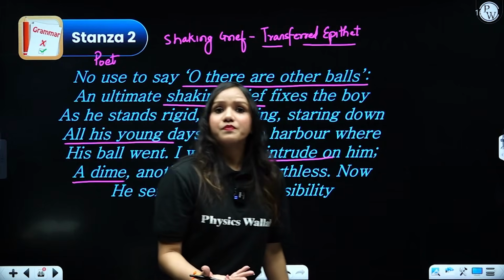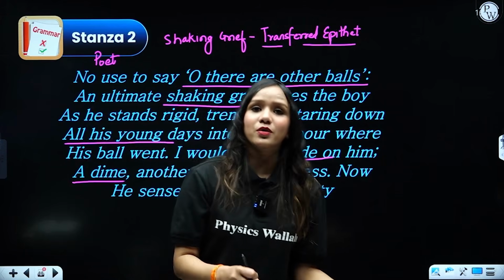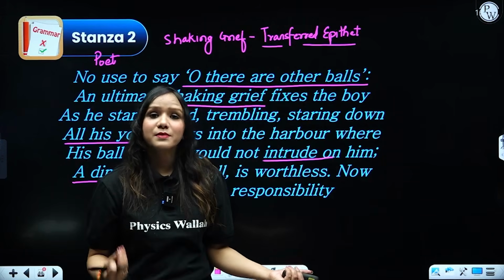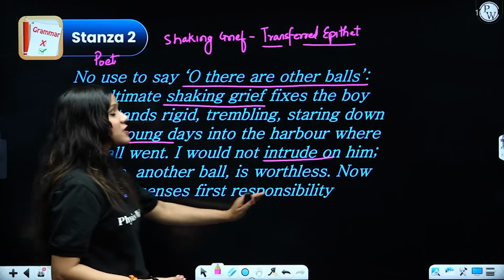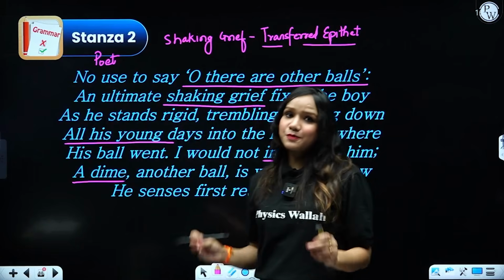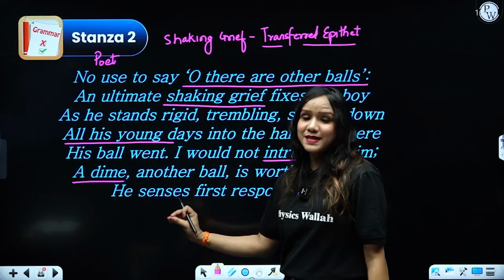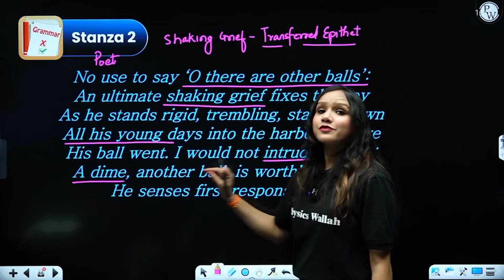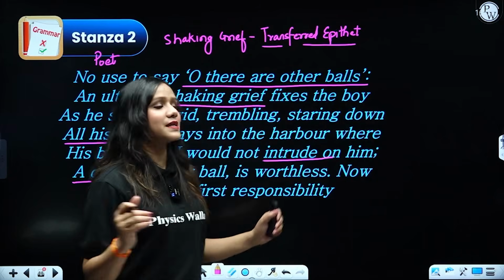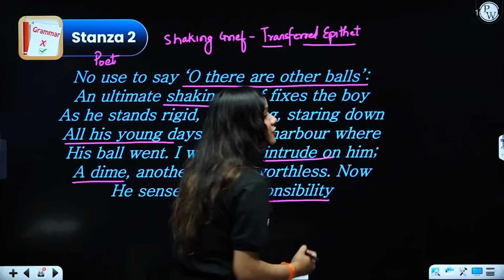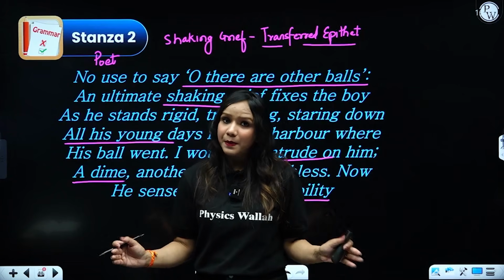You can just pay in terms of money and then you can buy another ball, but you cannot buy those memories. You cannot buy back those beautiful childhood memories attached with the ball. Now he senses first responsibility. Although in the eyes of other people this incident would be insignificant, for this particular boy this is the point where he realizes his first sense of responsibility. And which is that sense of responsibility? He understands that loss is a part of life. It is inescapable, right?